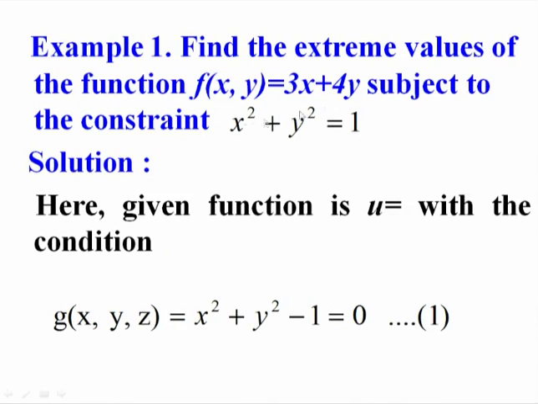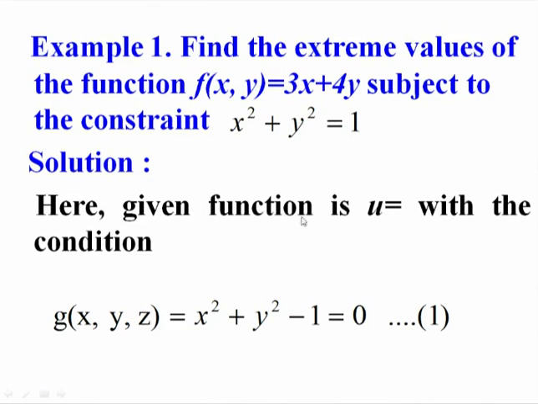Find the extreme value of the function f of x y is equal to 3x plus 4y subject to the constraint x square plus y square is equal to 1. So we have the function 3x plus 4y, and the domain is such that x square plus y square is equal to 1. So we can take the values of x and y in such a way that x square plus y square is equal to 1.